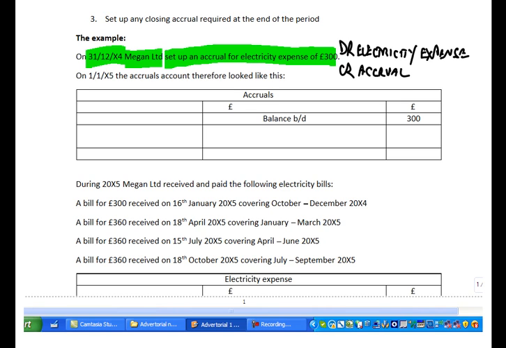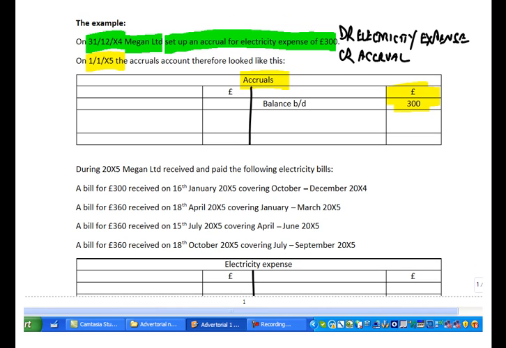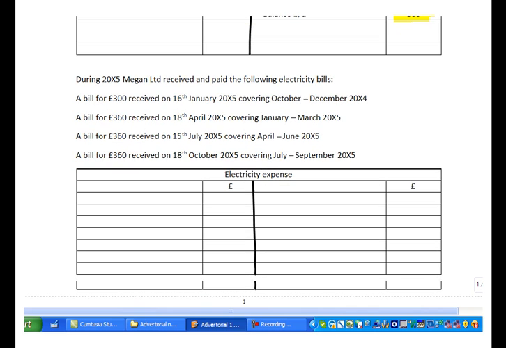Now bear in mind, the accrual itself is a balance sheet item, so if we set up an accrual at the end of one year, it will get carried down to the beginning of the following year. So unsurprisingly, on the 1st of January of XD5, the accruals account already has a balance brought down on the credit side. Well, that's at the beginning of XD5.